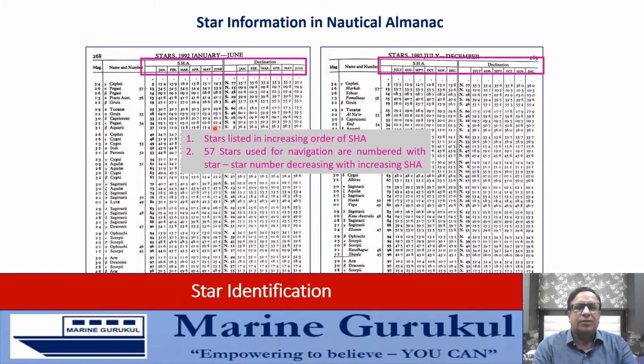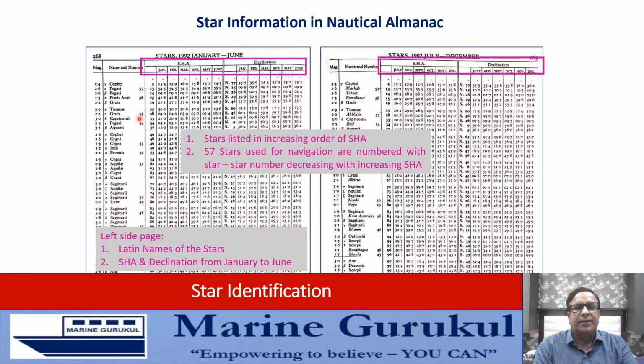Now, stars listed on these pages are listed in the increasing order of their SHA. So the SHA is increasing here and stars are listed in the increasing order of the SHA. The 57 stars used for navigation have been numbered here separately. You can see some numbers against those stars, and the number of the star is decreasing as the SHA is increasing.